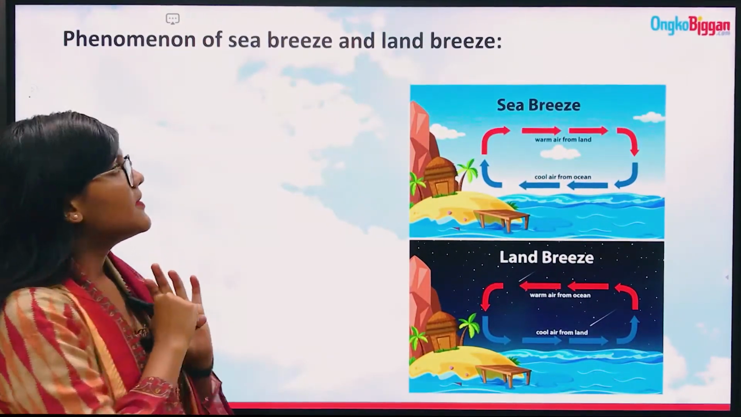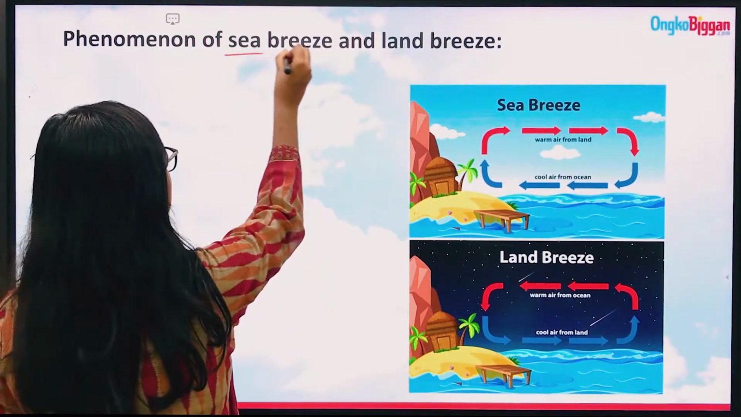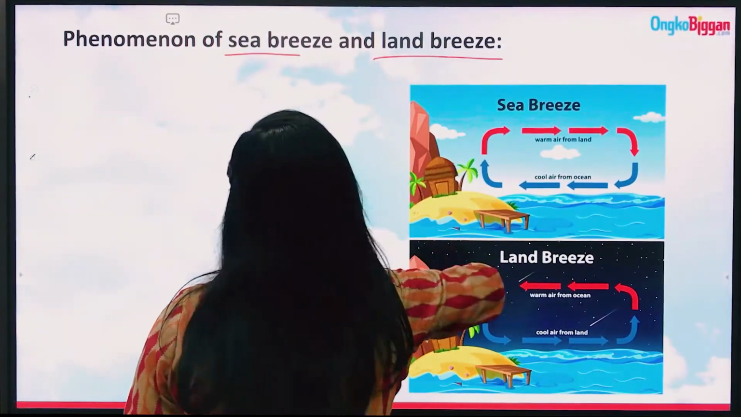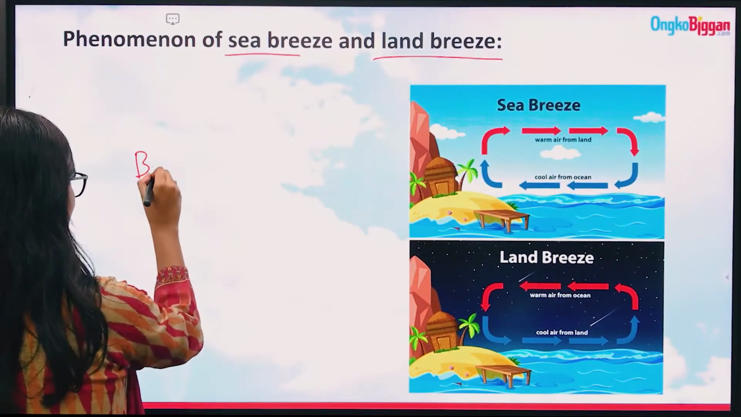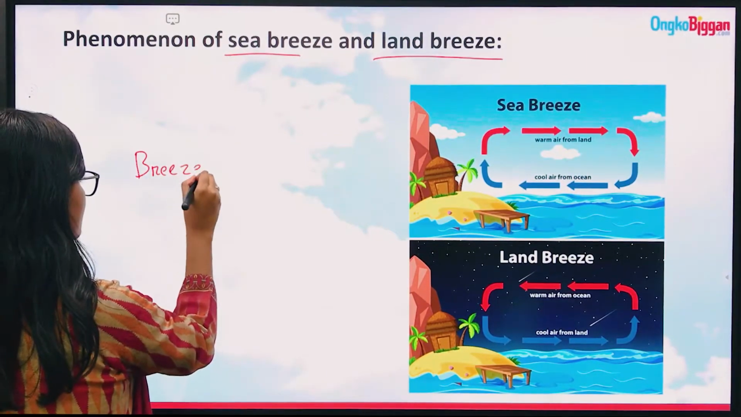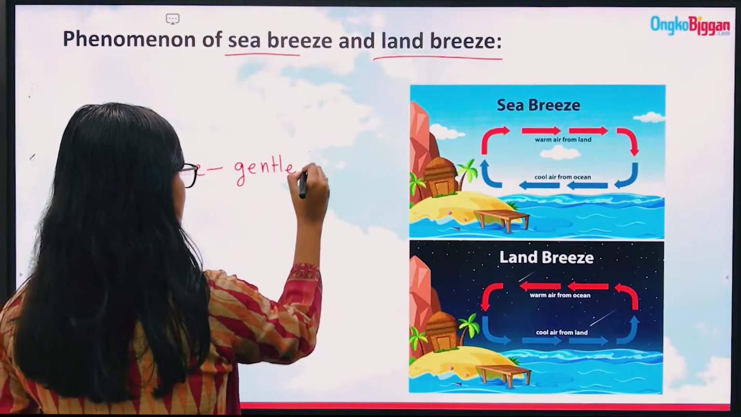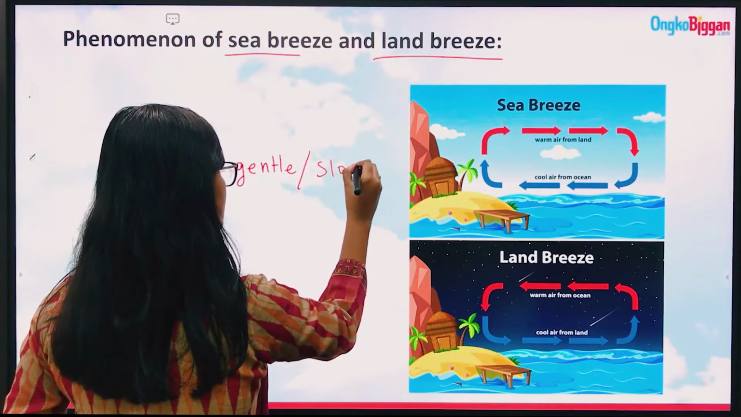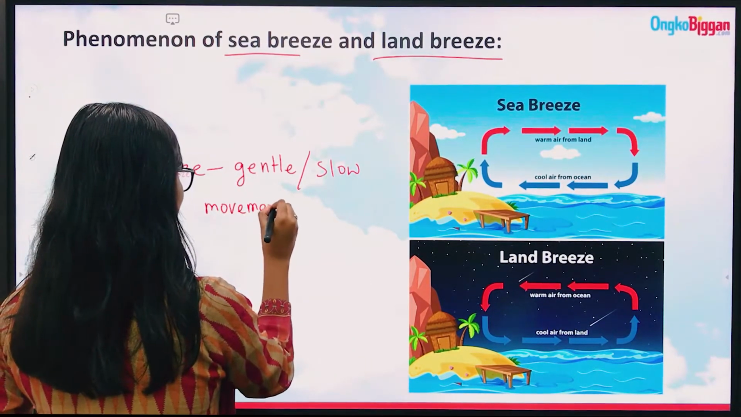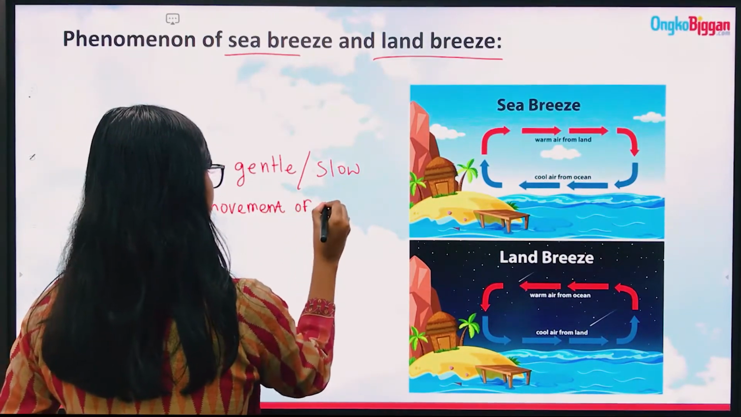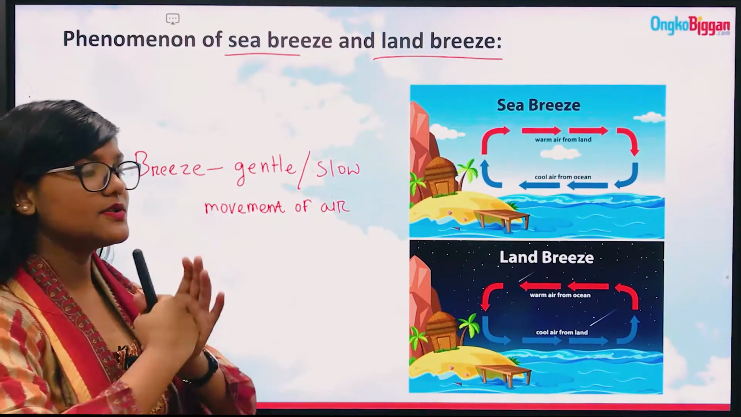So now we will talk about sea breeze and land breeze. Here we have two terms, sea breeze and land breeze. So what is a breeze? A breeze is a gentle movement of air. Air rushes from high pressure to low pressure.